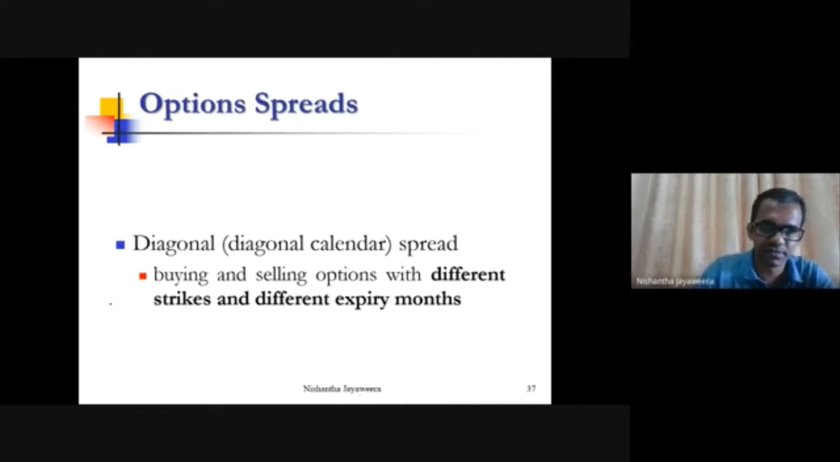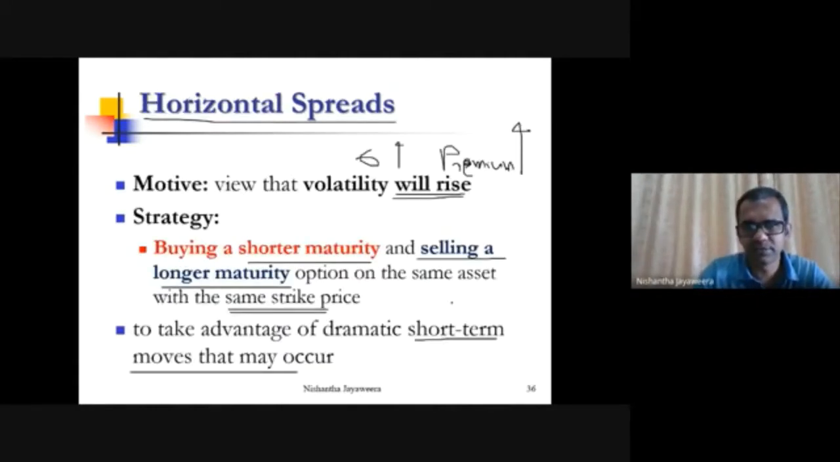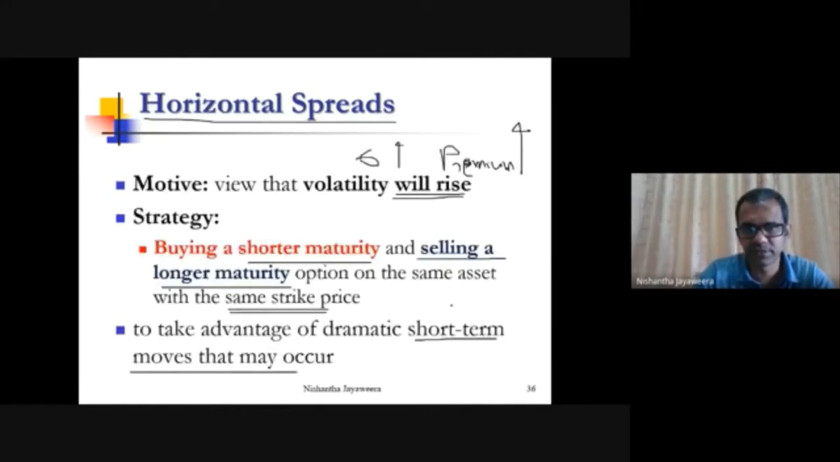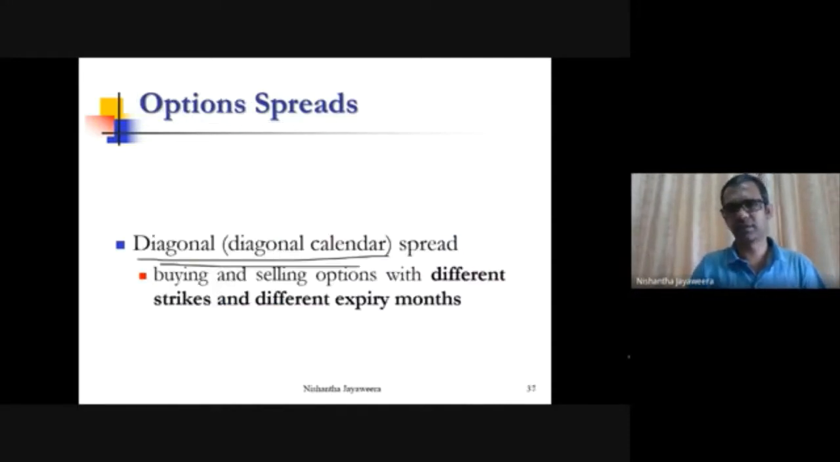So yeah, I'm not going to discuss too much on the diagonal, but basically it's a combination of vertical spreads and the horizontal spread. So the combination of motives would work there.